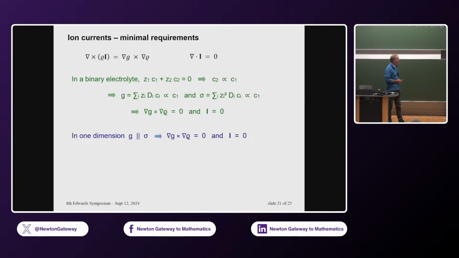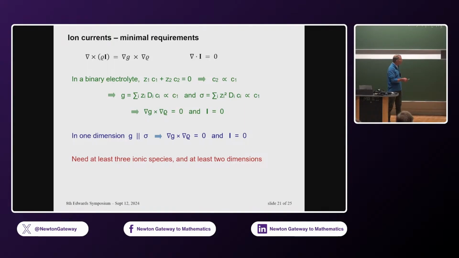That means there's no ion current in the binary electrolyte. The other obvious case is if you happen to work in one dimension, then all these scalar fields are parallel to each other. The gradients are all parallel to each other. The cross product vanishes. Again, there's no ion current unless you inject a current with electrodes. So to see the effect, you need at least 3 ion species and at least 2 dimensions.